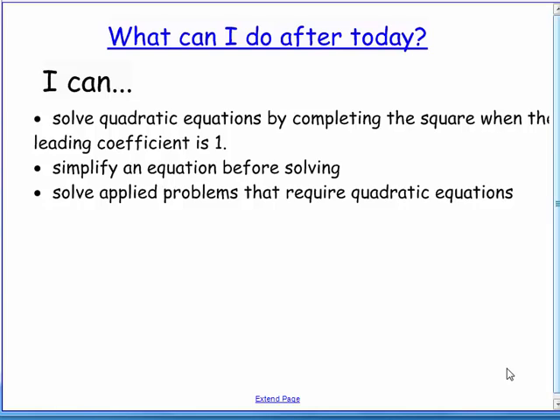This is Senior Algebra Section 9.2. Today we're solving quadratic equations by completing the square. Today we're doing it only with the leading coefficient of 1.